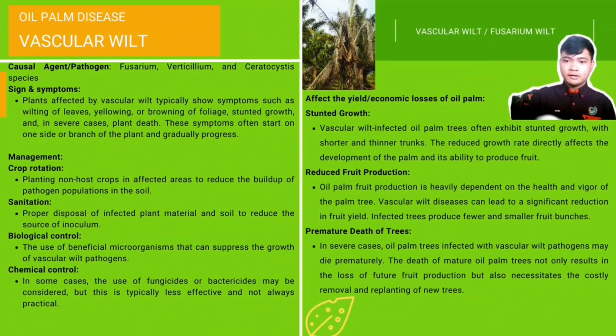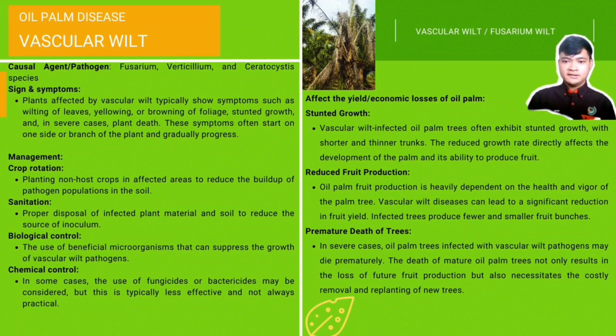Okay, the second one is vascular wilt, and the causal agents for this disease are Fusarium, Verticillium, and Ceratocystis. The signs and symptoms: plants affected by vascular wilt typically show symptoms such as wilting of the leaves, yellowing or browning of the foliage, stunted growth, and in some cases plant death. These symptoms often start on one side or branch of the plant and gradually progress.